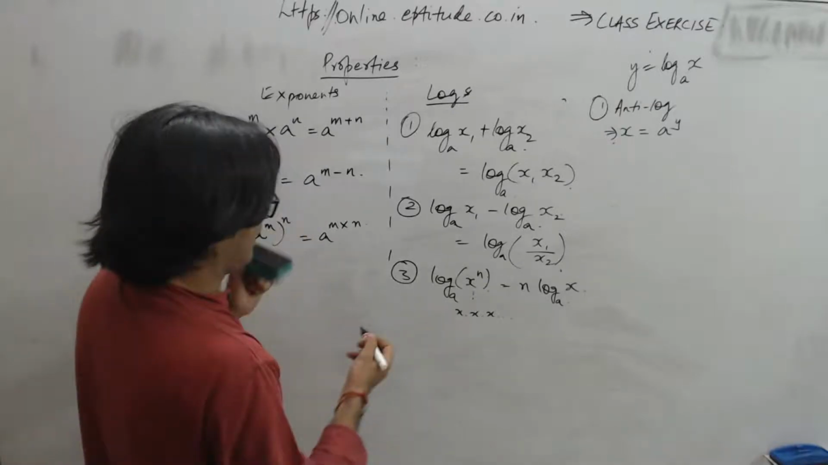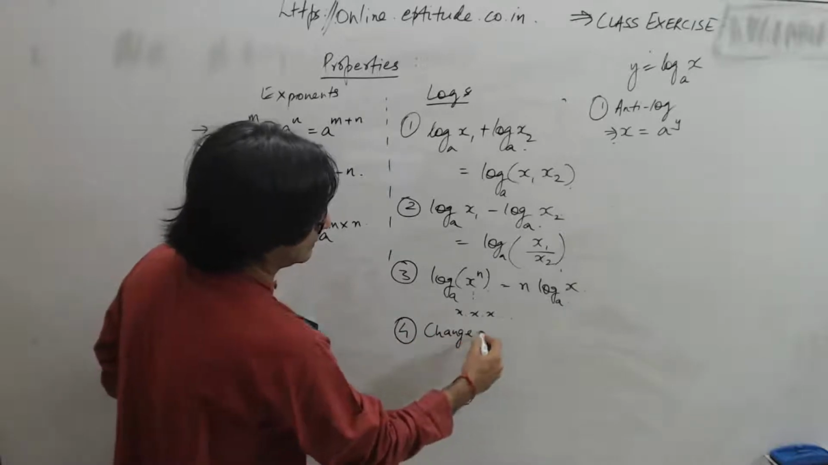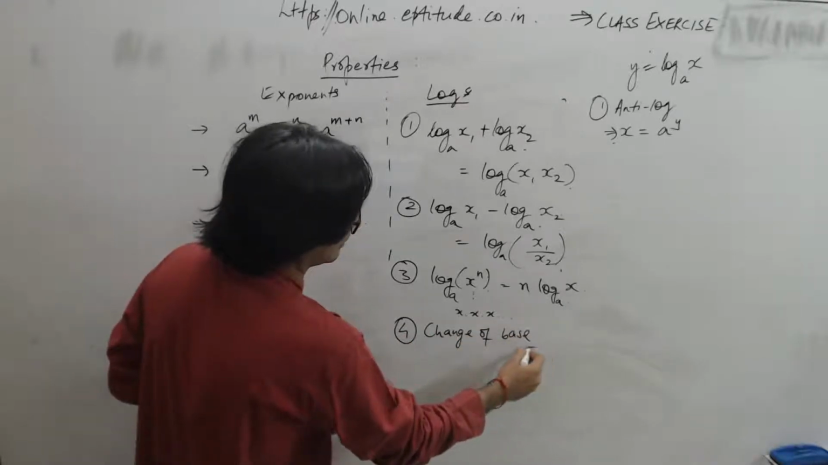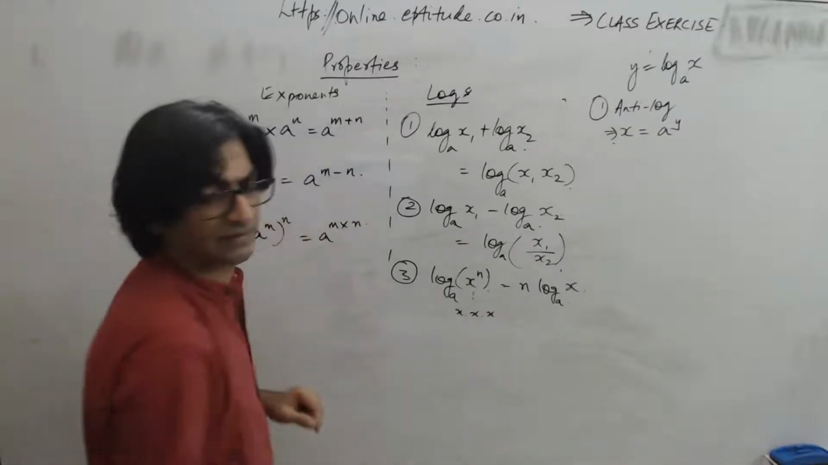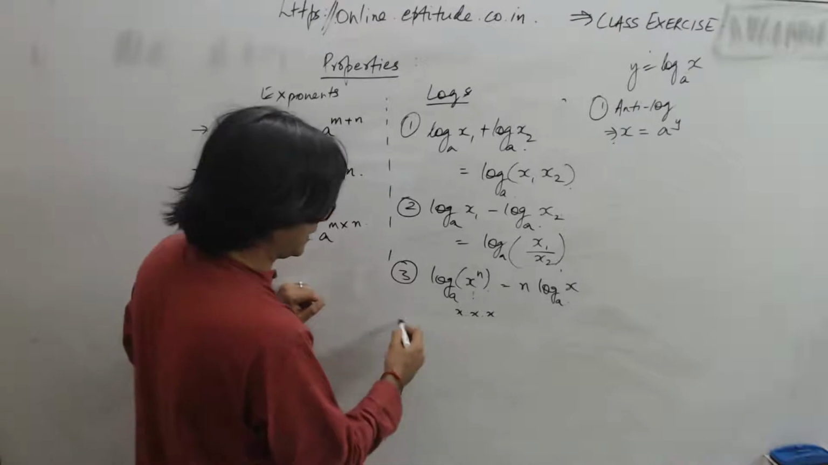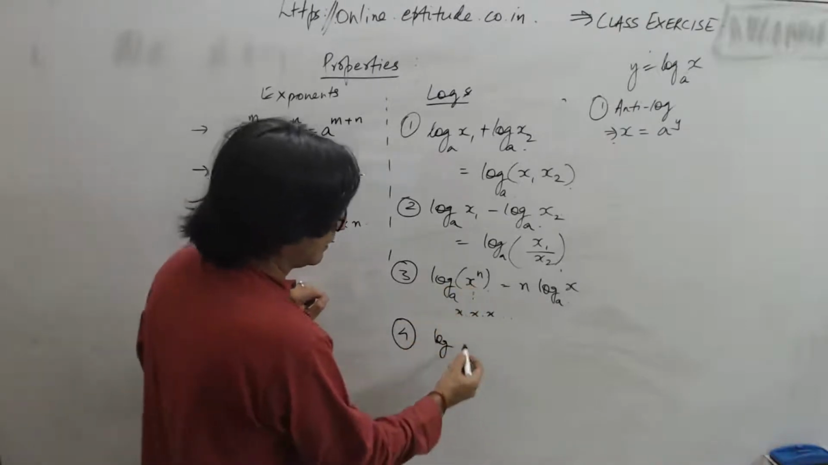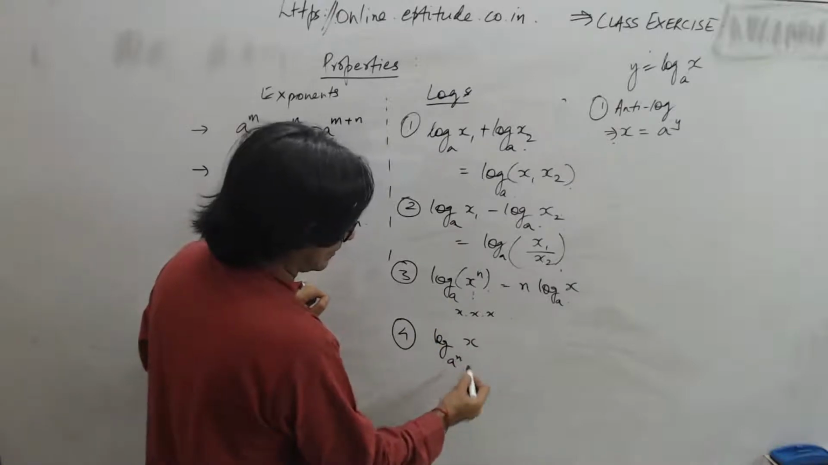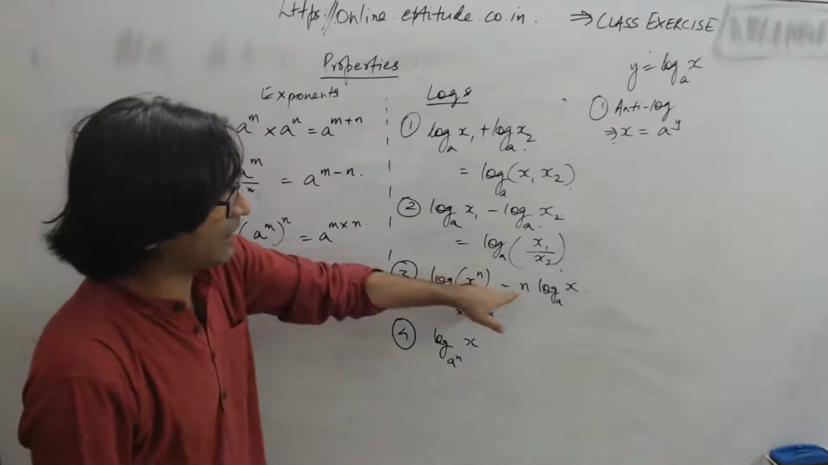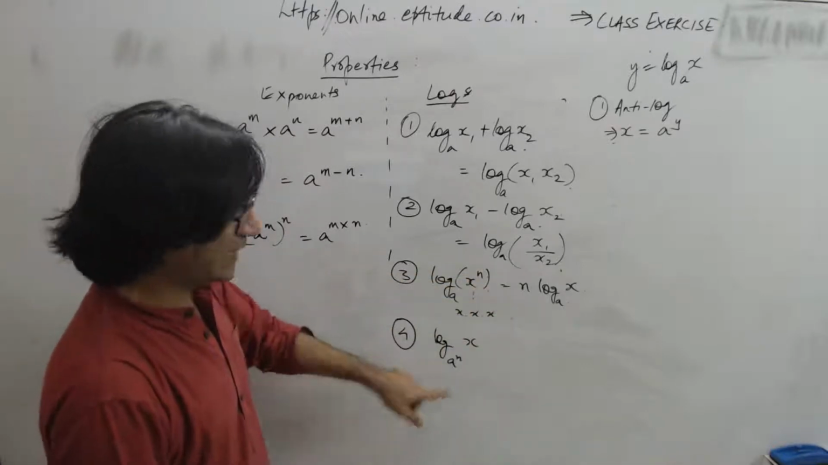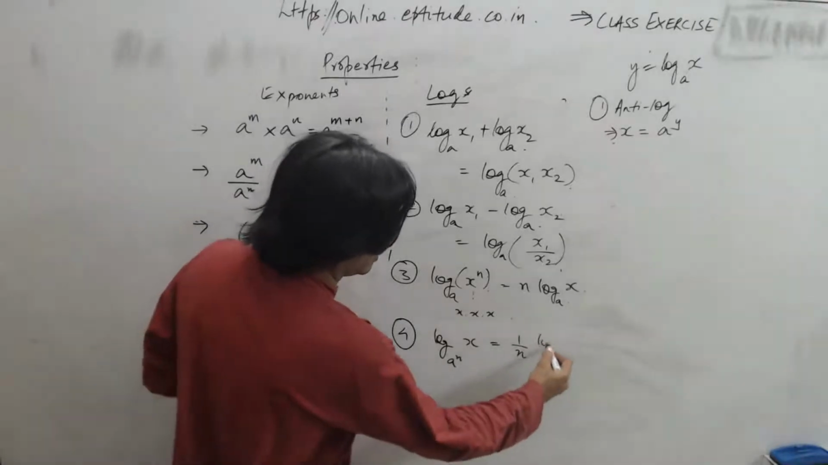Okay. And the fourth most important property is called the change of base property. In fact, before I introduce the change of base, here we said, what if the radicand has a power? What instead if the base has a power? So the property here is, if the radicand has a power, then n comes out in the numerator. But if the base has a power of n, then that n will come out in the denominator.